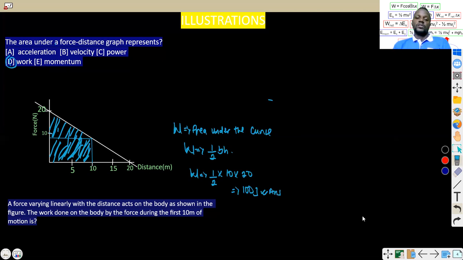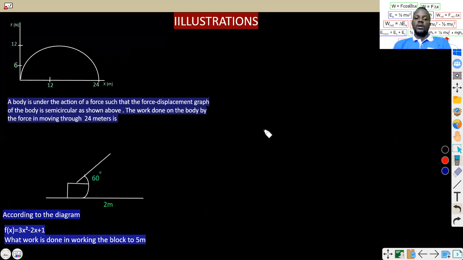That is the answer. The next one, which is the next slide. I'm sorry about rushing you guys. We have a long way to go. About this question, we have a body under the action of force such that the force displacement graph of the body is semicircular as shown. The work done on the body by the force in moving a distance of 24 meters is what?